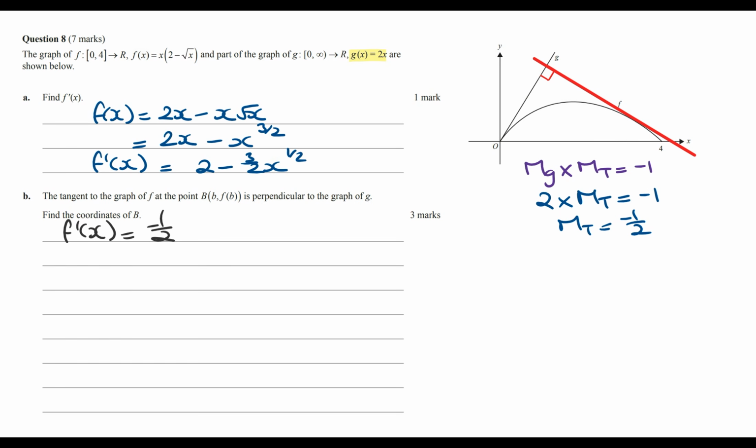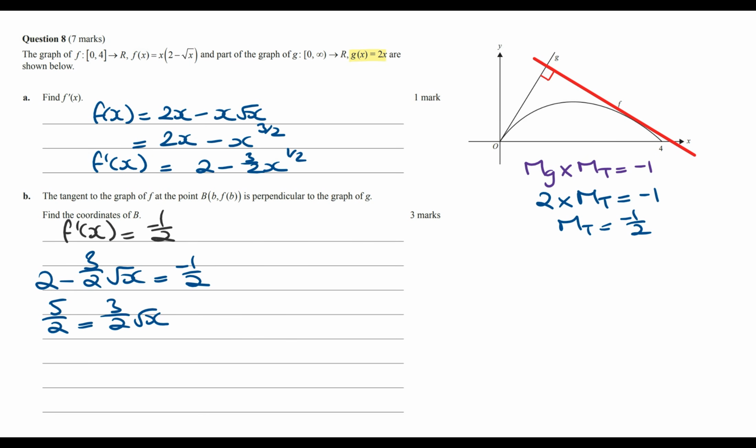We know that f dash of x is 2 minus 3 on 2 times the square root of x, and so this is going to equal minus a half. Rearranging this to solve for x, we can bring the minus half to the left hand side and move the 3 on 2 root x to the right hand side, and so we're going to get 2 plus a half, which is going to be 2 and a half, which is 5 on 2, and this is going to equal 3 on 2 times root x.